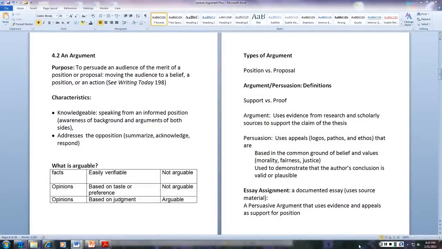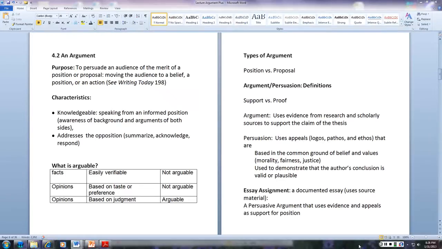So as we noted, with both of these, we are supporting. We are not proving, we are supporting. And our argument uses evidence from reliable sources. We refer to research and scholarly sources as reliable for a number of reasons. Persuasion uses appeals, which is logic, ethics, and emotion. Logos, logic, pathos, emotion, ethos, credibility, if you think ethics. Persuasion is based in a common ground of belief and values, such as morality, fairness, and justice, and it is used to demonstrate that the author's conclusion is valid or plausible. So argument uses strong evidence. Persuasion uses evidence, logic, plus other appeals, appeals to emotion and appeals to credibility to build the case for their position.